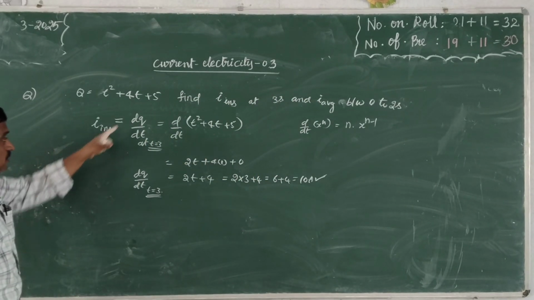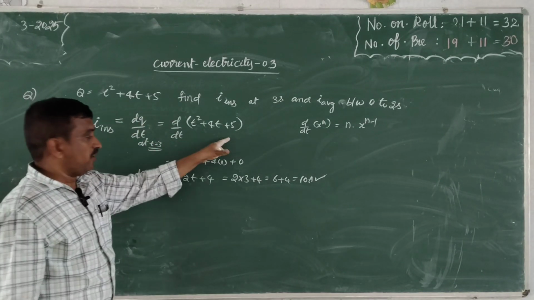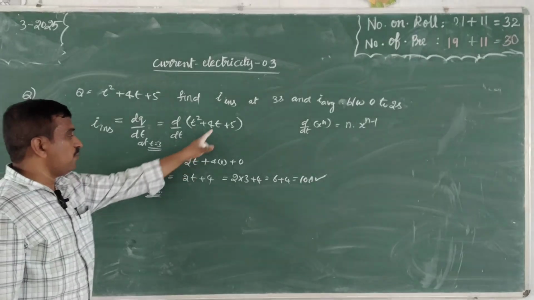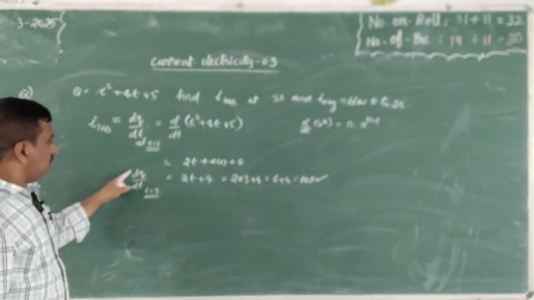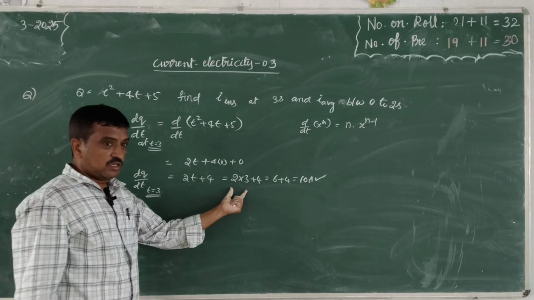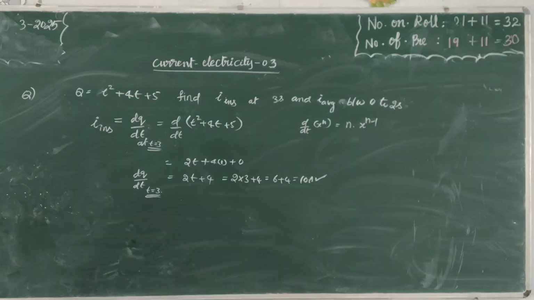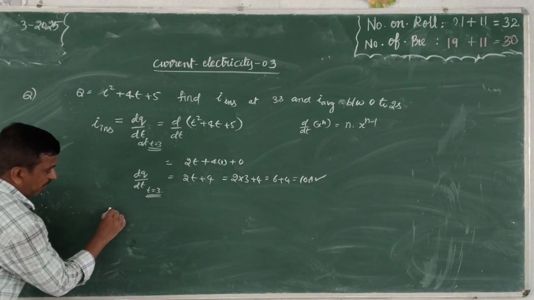I instantaneous means dq by dt. What is dq by dt? Q value is t square plus 4t plus 5. We can write here t square means 2t, 4t means 4. dq by dt at t equal to 3. So where t is there, we can write 3. 2 3s are 6 plus 4, 10 amperes. What is the instantaneous current now? 10 amperes.